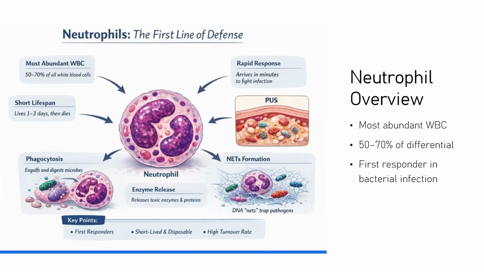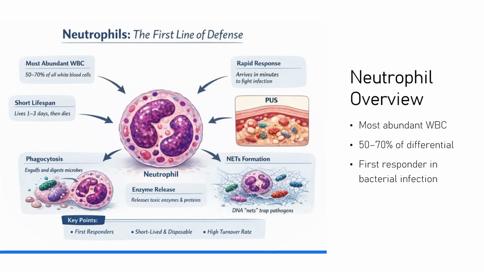Another interesting feature of neutrophils is their relatively short lifespan. Again, once released into circulation, they typically live only 1 to 3 days before undergoing programmed cell death. That short lifespan means the body must constantly produce new neutrophils, which is why bone marrow activity is so tightly linked to neutrophil count. Functionally, neutrophils perform several important tasks.